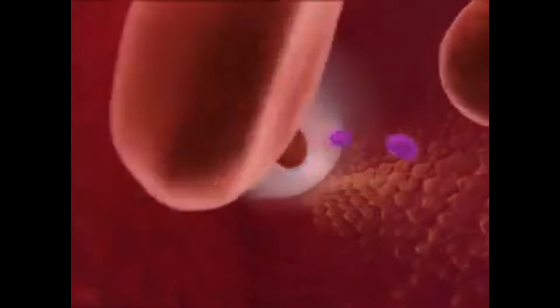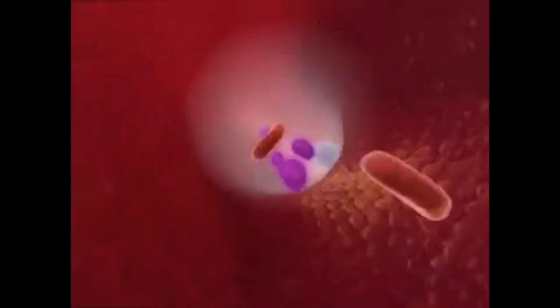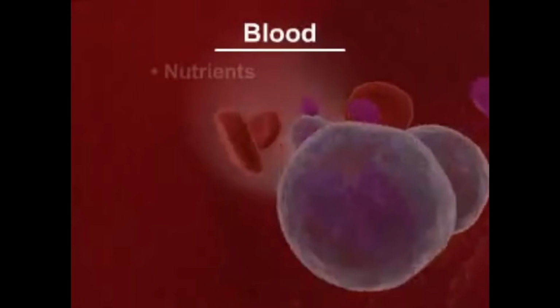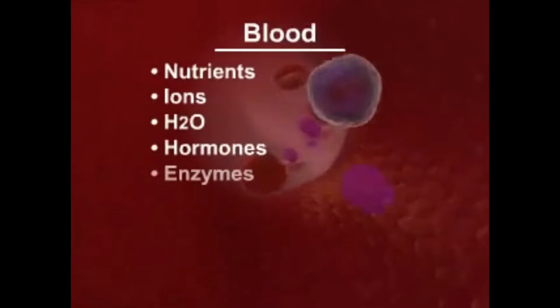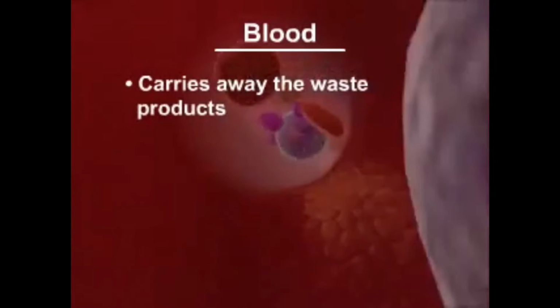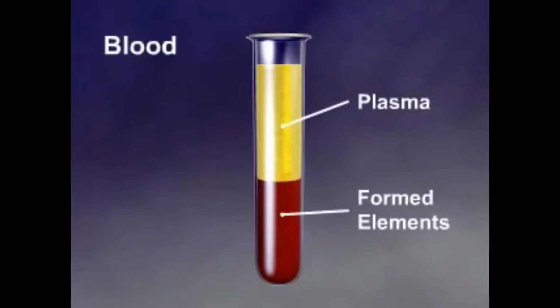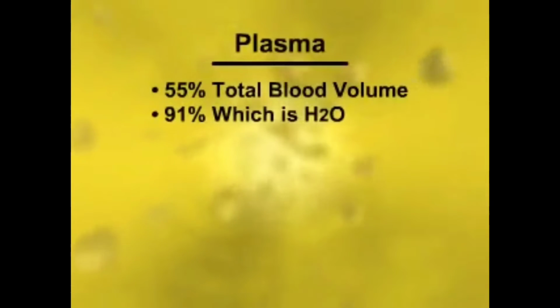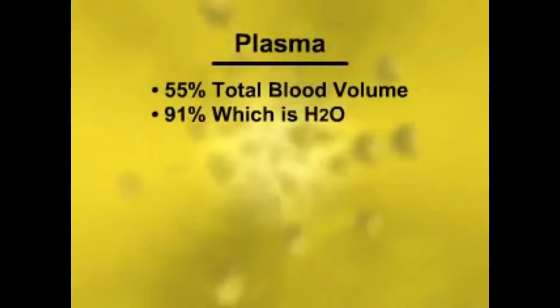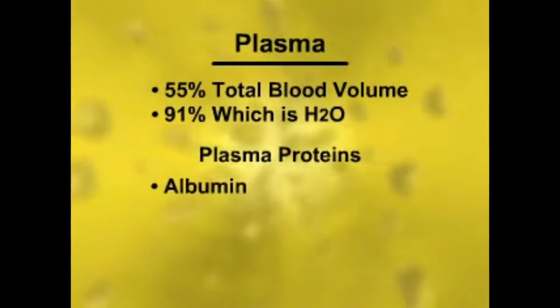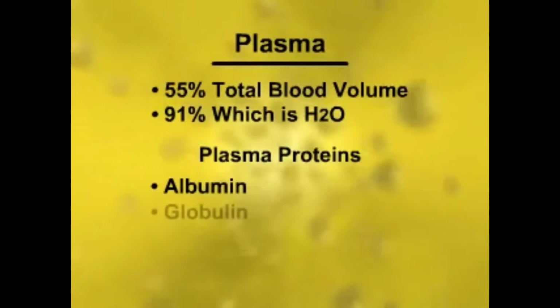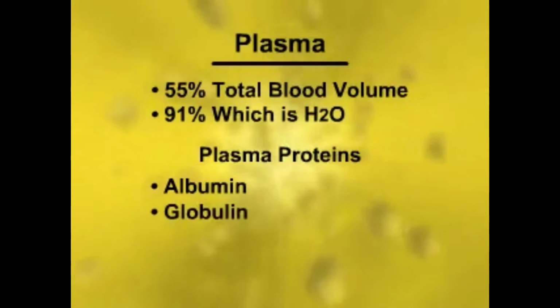Blood is responsible for transporting oxygen to the cells and removing carbon dioxide for excretion by the lungs. Blood carries nutrients, ions, water, hormones, and enzymes to all body cells and carries away the waste products. Blood regulates the pH and temperature of the body. Blood is composed of the liquid portion, plasma, and solids called formed elements. Plasma makes up 55% of the total blood volume, 91% of which is water. Plasma proteins are albumin to maintain osmotic pressure and water balance, globulin antibodies to help the immune system, and fibrinogen, an essential component for blood clotting.